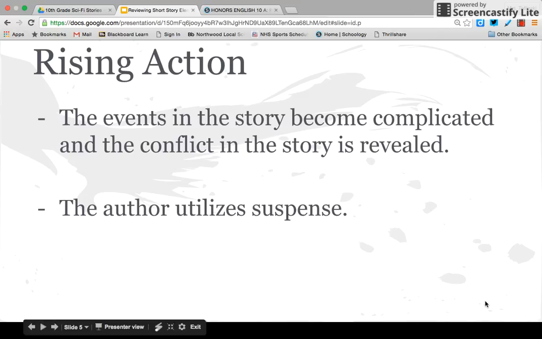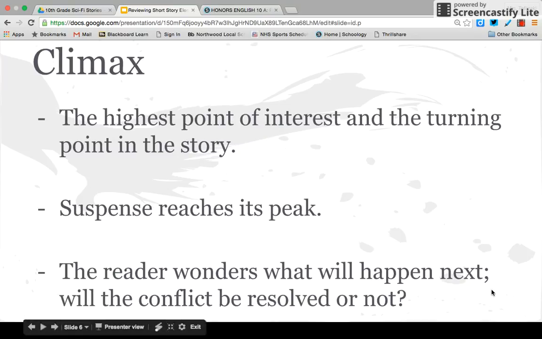The second part of plot is, of course, the rising action. This is all of the things that happen between the beginning of the story, the exposition, and what comes next. So this is where the story becomes rather complicated. This is usually where the conflict or the problem is revealed, and this is also usually where the author tries to utilize some suspense. And then, of course, what comes next is your climax.